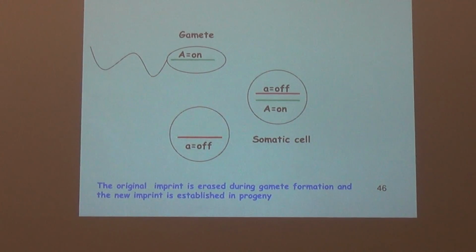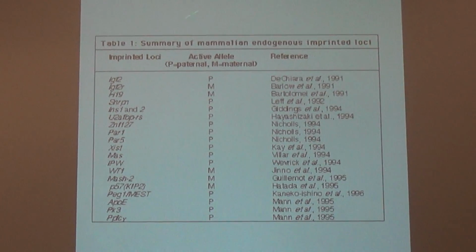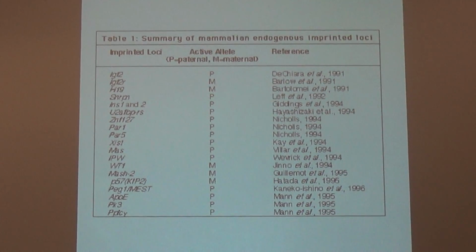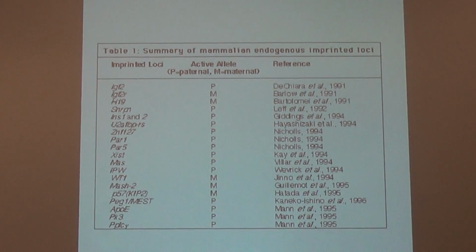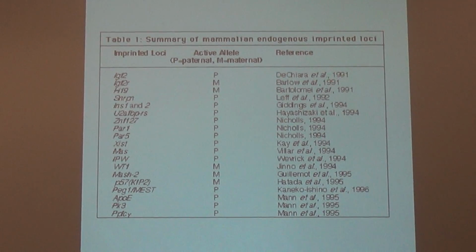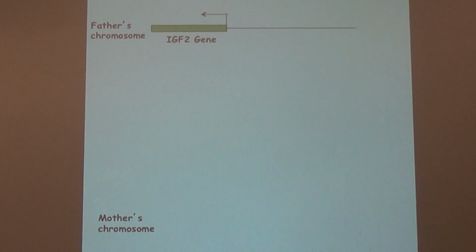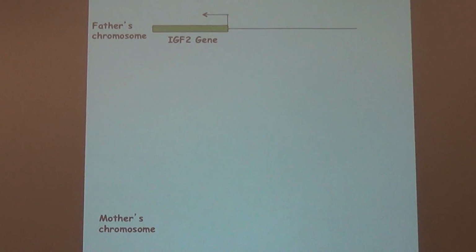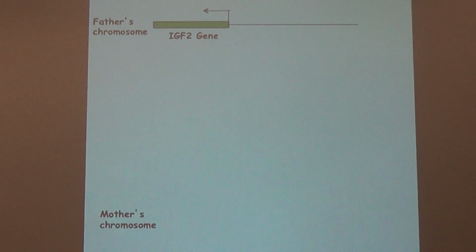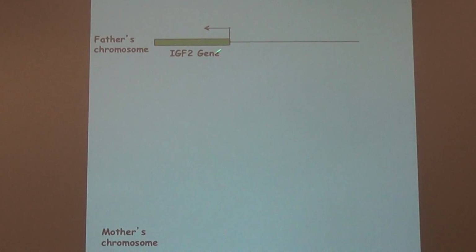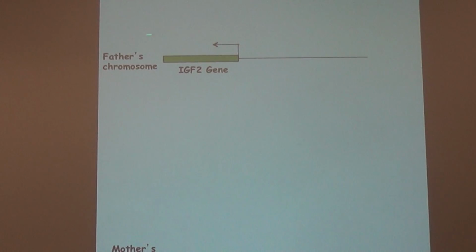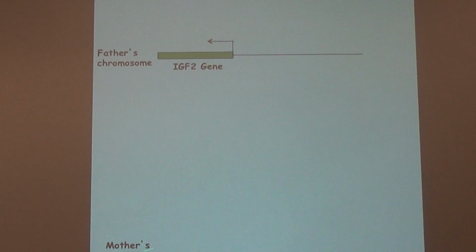And this is basically an example. There are about 200 different loci. And they cause all sorts of interesting phenotypes as well. There are certain syndromes that happen because of mutations in imprinted genes. So, I'm going to give you a different example, not the imprinted gene, but a different gene. This is a gene called insulin-like growth factor. It's important in growth of individuals. And here is the gene. It's present on the father's chromosome and the mother's chromosome.